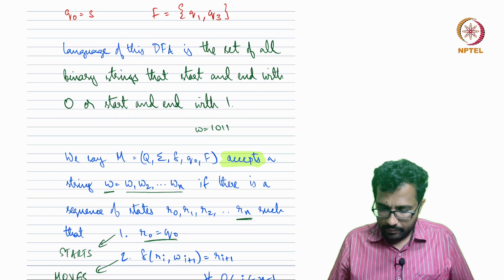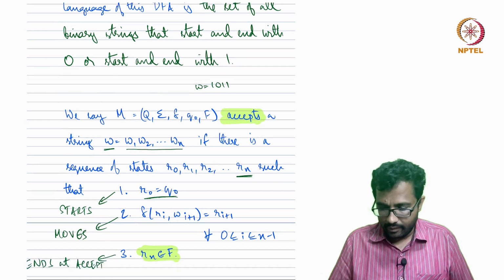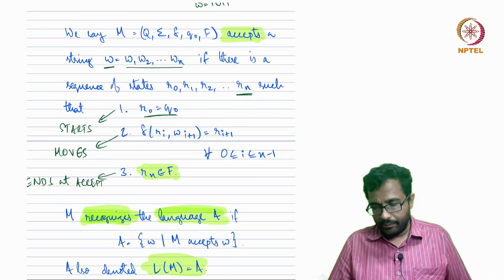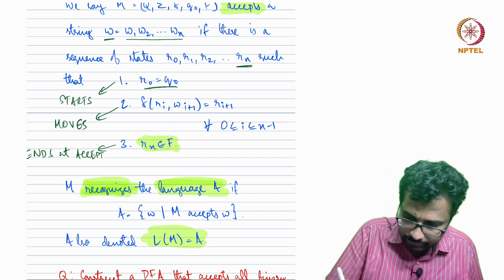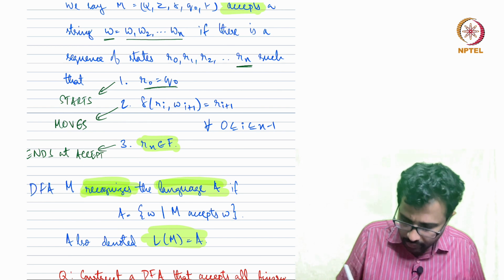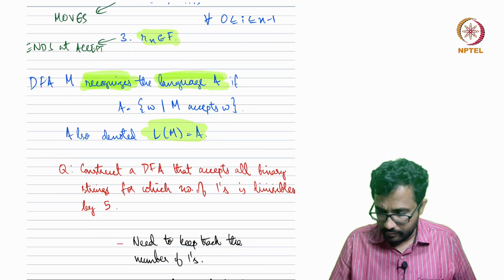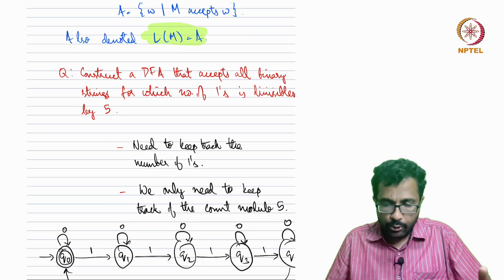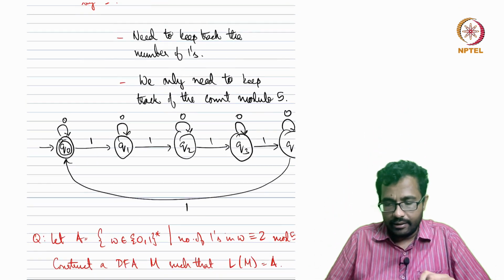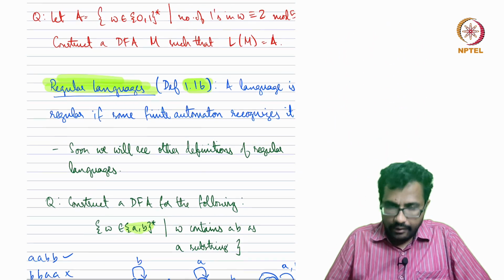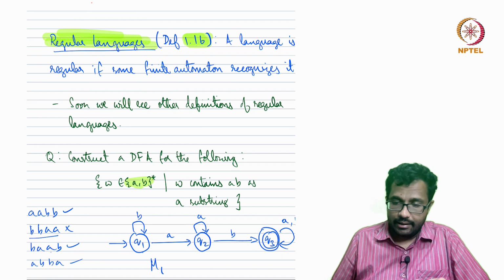We saw some examples about some DFAs and which language they accept. We formally defined what it means for a DFA to accept a string, even though we had informally seen that. We say that DFA M recognizes the language A if A is the set of all strings that are accepted by M. Then we saw some questions where we are given a certain language and we wanted to create a DFA for it. And we defined regular languages, which are the set of all languages for which we can construct a DFA.